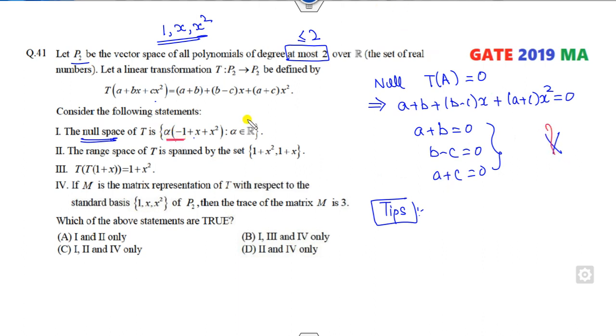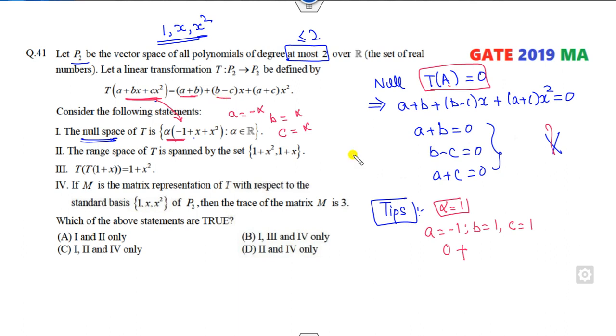You can see that if you compare this value with here, A is my minus alpha, B is my alpha, C is my alpha. So alpha can be anything, so I can choose alpha as 1. So A is my minus 1, B is my 1, C is my 1. If I substitute here, we can check whether this property holds or not. A plus B, 0. B minus C, 0x. A plus C, 0x square, but it is 0. So it means yes, this is a null space. It's a correct statement.